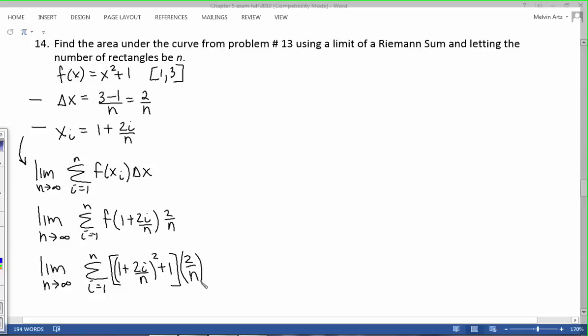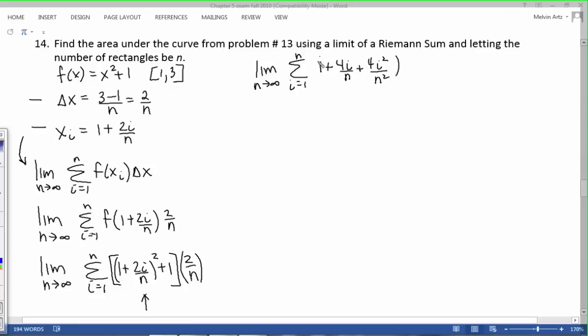Now when we're working with a problem like this, I think it's easiest to multiply this out first and then separate each term with its own summation. And I think that makes these types of problems easiest. So we have the limit as n goes to infinity, i equals 1 to n. And then let's multiply this out. We have 1 plus 2i over n, squared, would be 1 plus 4i over n plus 4i squared all over n squared.